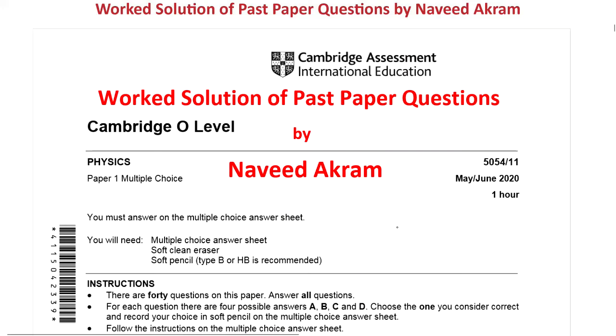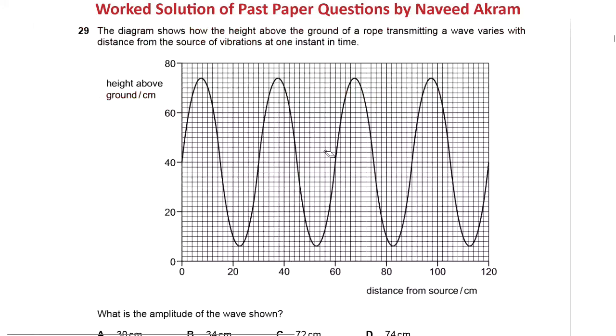In this video we will discuss paper 1 questions related to the topic of waves. So our first question is question number 29 from May-June 20 variant 2. The question is that the diagram shows how the height above the ground of a rope transmitting a wave varies with distance from the source of vibrations at one instant in time.